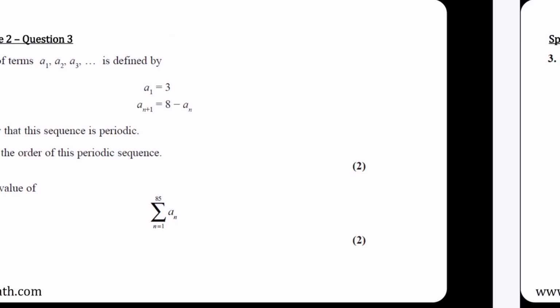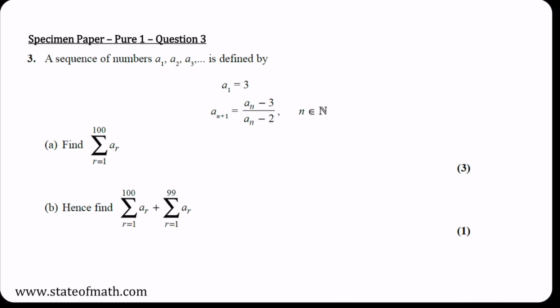Yet another example is specimen paper QR1 question 3. Again, a recurrence relationship. We need to figure out what's happening so we can determine the summation of the first 100 terms and then this double summation over here.